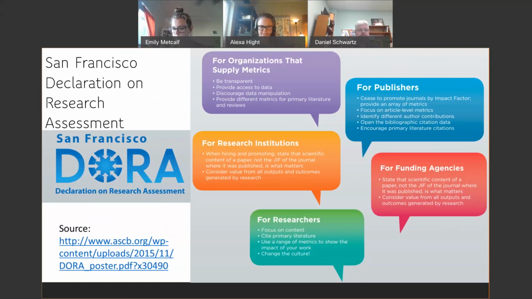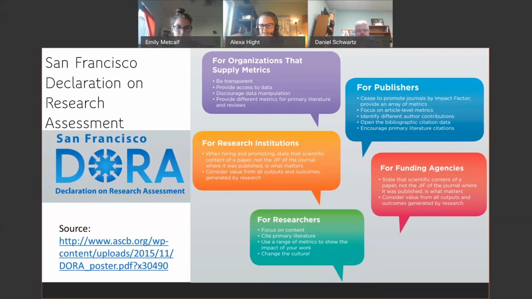So what are people doing about this? A few years ago, there was a group of researchers who got together, and there was a declaration on research assessment. And they said that a bunch of people are responsible and should be responsible, and we should hold each other accountable. So for organizations that supply metrics like Web of Science or Scopus, they want them to be transparent. They want them to provide access to data, discourage data manipulation, and provide different metrics for primary literature and reviews. And this is because if it's primary literature, there's nothing to cite because there's no going backwards in time.